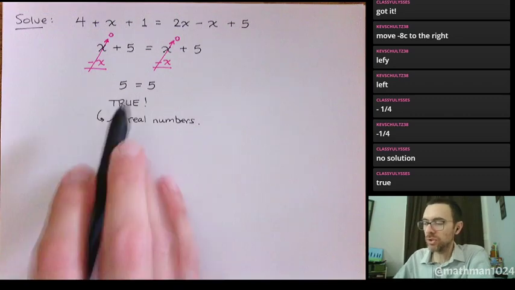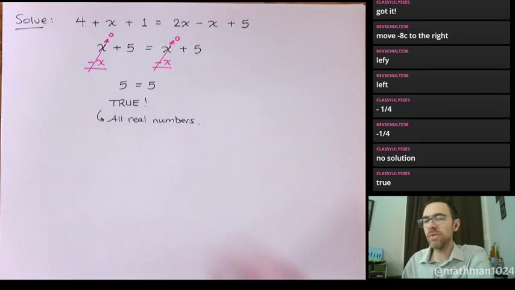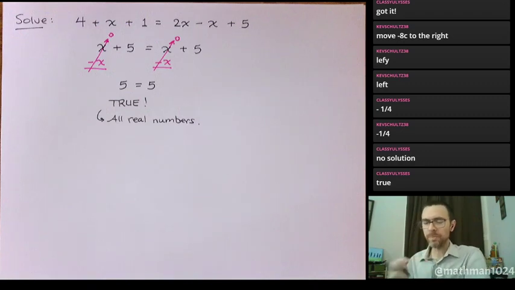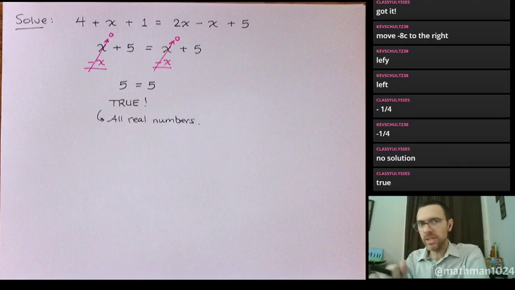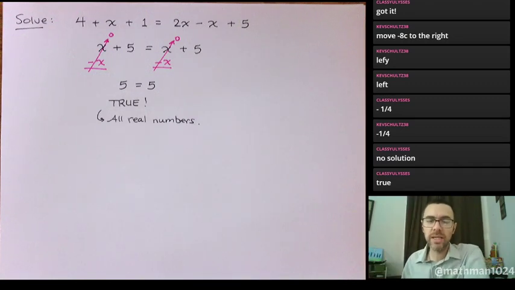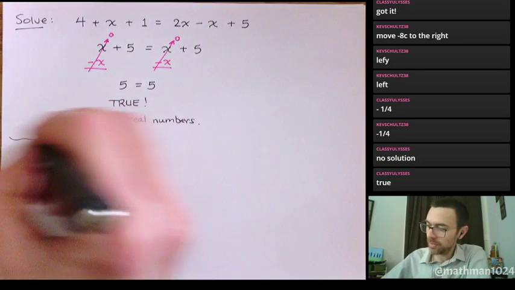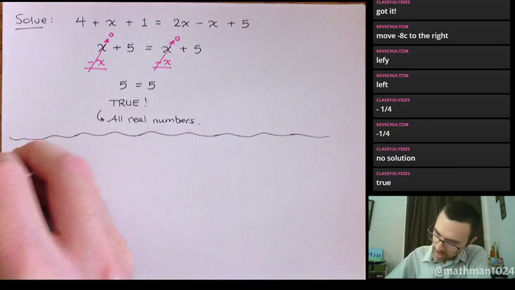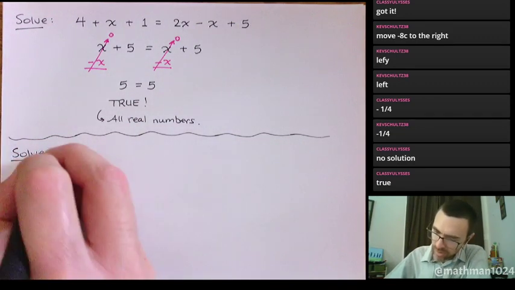So that's the difference between having a true statement at the end, versus having a false statement like we had in the last problem. And this shows up again in linear inequalities and other types of equations and inequalities. You have to be able to understand what a true statement leads to and what a false statement leads to. False is going to lead to no solution. True, well, there are a couple of different situations, but we'll eventually get to those later on. All right.